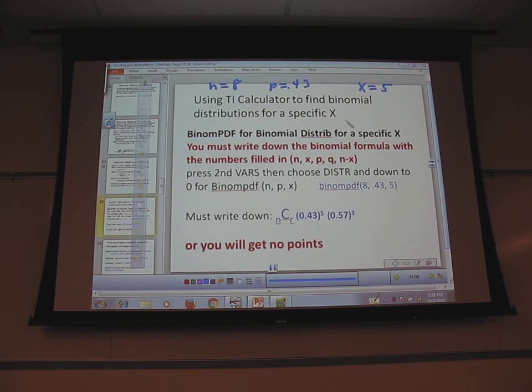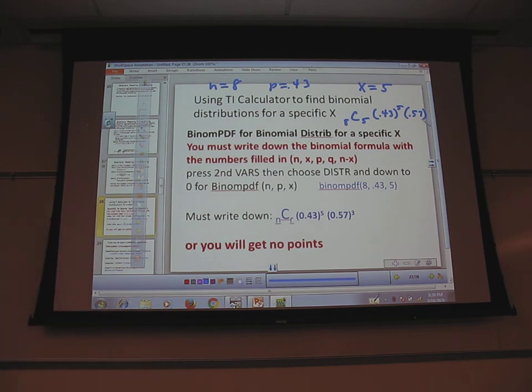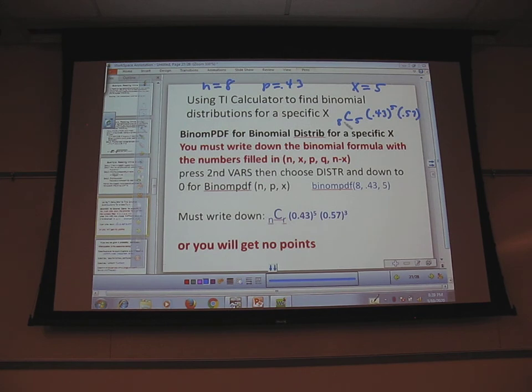Then you should do this, right? You would do 8 choose 5, n choose x, times little p, 0.43 to the x, to the 5th, times little q. If 43% is my success rate, then my fail rate must be 57. In other words, if I spend 43 cents and give them $1, I should get 57 cents change. That's how you find that easier. And then, if I have 5 successes out of 8, how many failures do I have to have? 3, to the 3rd. So you have to write this out.